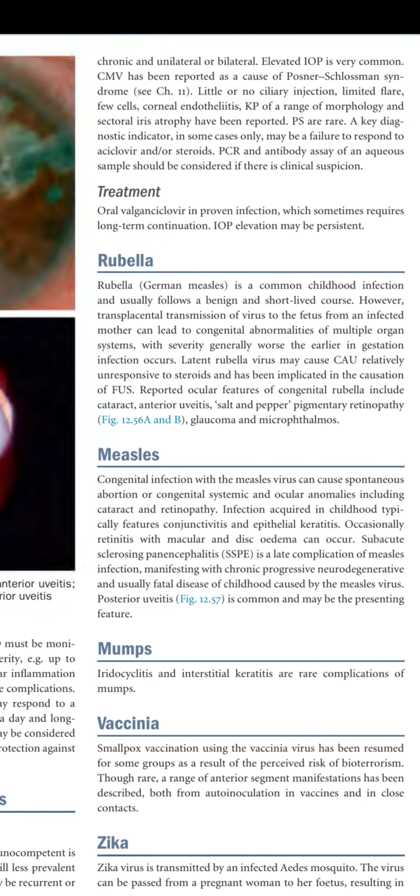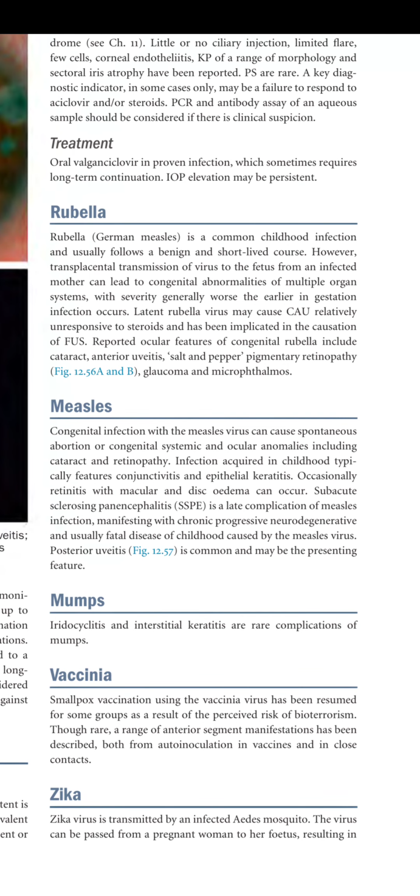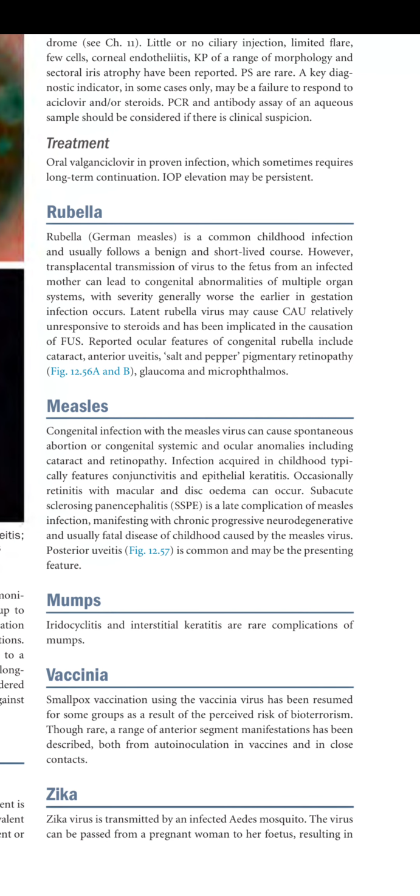Next is mumps. Iridocyclitis and interstitial keratitis are rare complications of mumps, so it also causes uveitis. Vaccinia is also a virus. Smallpox vaccination using vaccinia virus has resumed for some groups as a result of a perceived risk of bioterrorism. Though rare, a range of anterior segment manifestations has been described both from auto-inoculation in vaccinees and in close contacts. So basically, this is due to the smallpox vaccine, and it also causes anterior segment inflammation. Zika virus is transmitted by an infected Aedes mosquito, which also causes dengue.